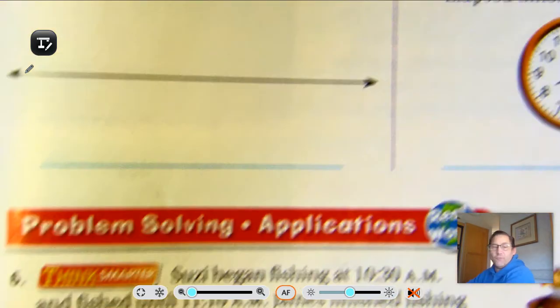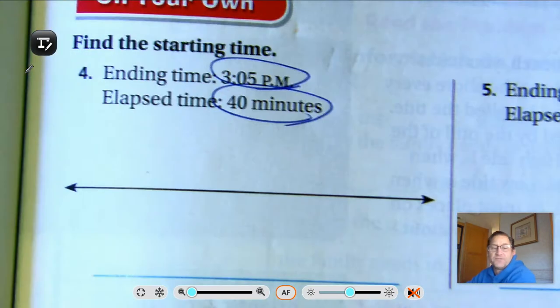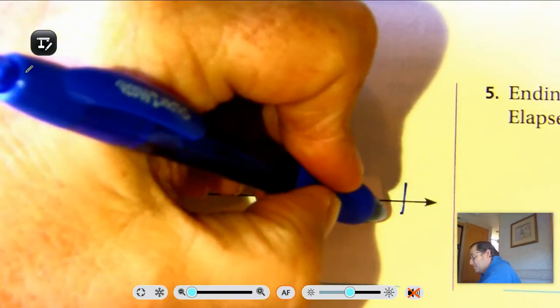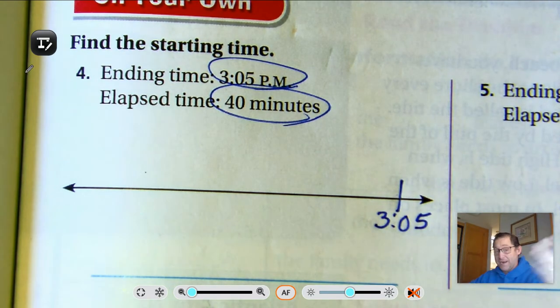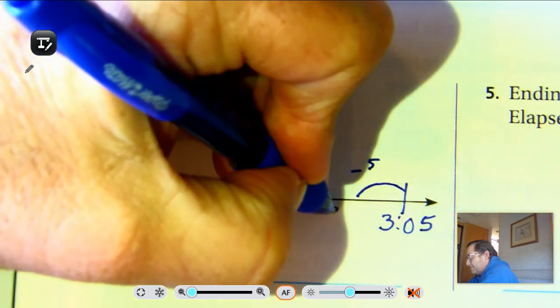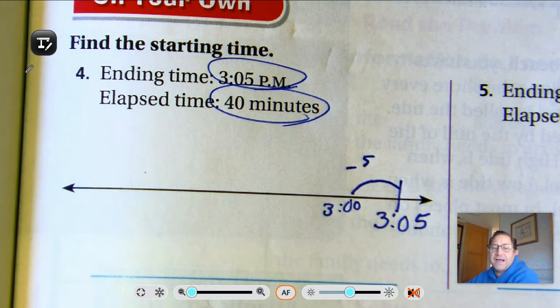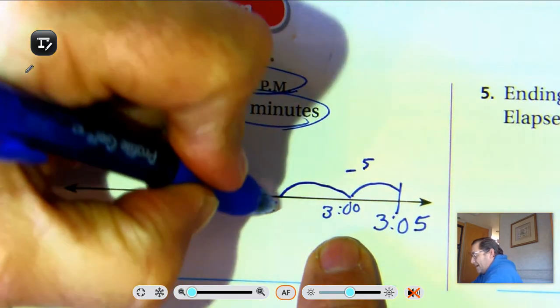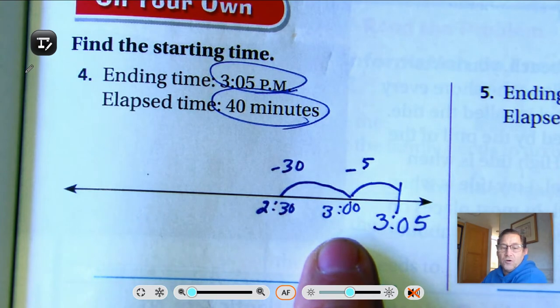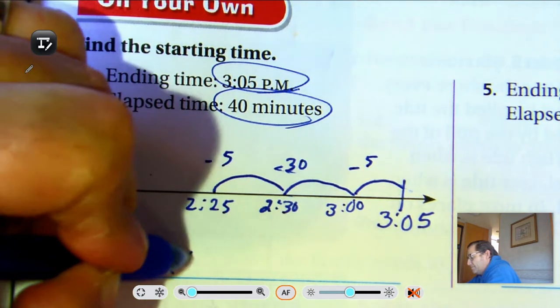Okay. Number 4. Our ending time is 3:05. It took us 40 minutes to get to 3:05. So I'm going to start on the right-hand side for our end time, and I'm going to need to subtract 40 minutes. So I'm going to need to jump back. I'm going to start with minus 5. That puts me at 3 o'clock. Now, I could count back by 5s or 10s or 30s, because 30 plus 5 would be 35. And I know that half of an hour would put me at 2:30. Okay, so now we've jumped back 35 minutes. We need to jump back 5 more. So we'd be at 2:25 p.m.